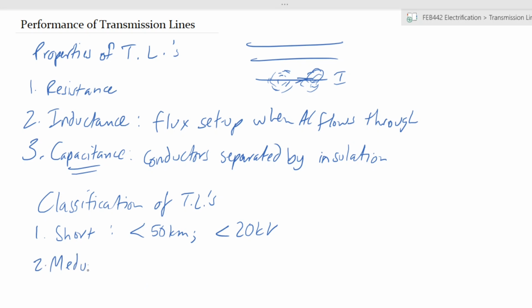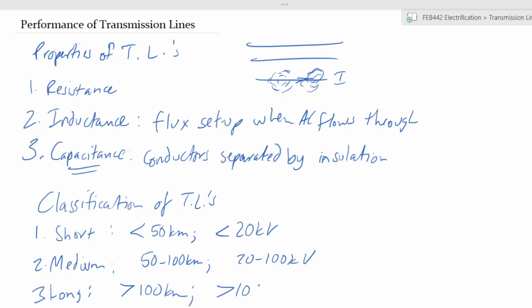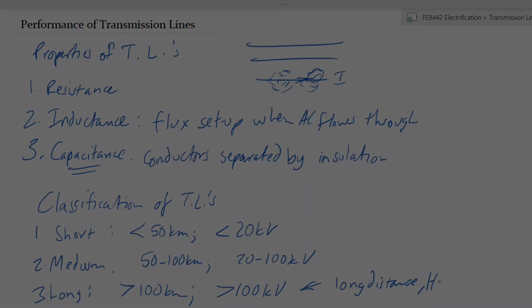Medium transmission lines, we have 50 to 100 kilometers and 20 to 100 kilovolts. And finally, we have long lines, which are greater than 100 kilometers and with voltages of more than 100 kV. Long distance and high voltage.